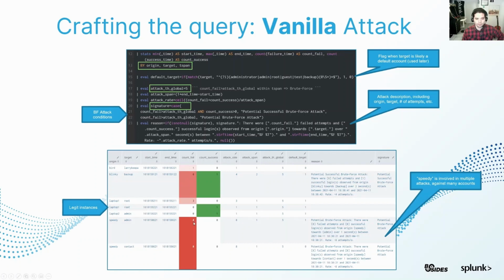From this origin, there were at least eight failed attempts towards different user accounts. You see admin and you see contact here, and those are going to have its own record in the output. As I mentioned, successful highlighted here, while this one is not successful because there is, of course, no successful event within the same time frame.